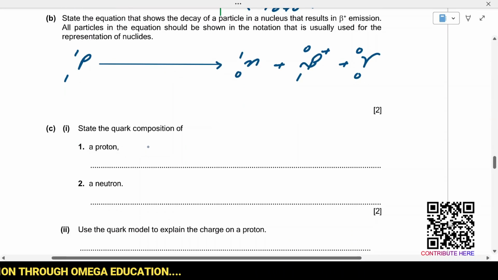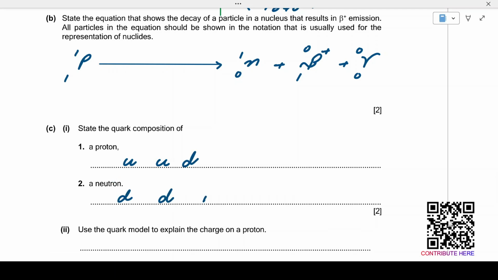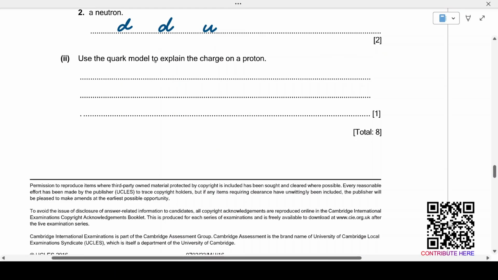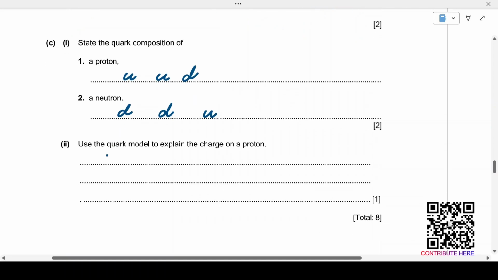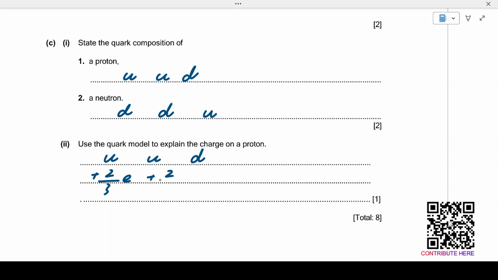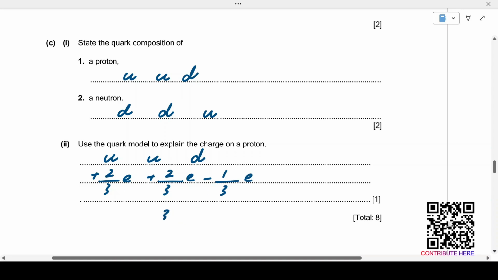State the quark composition of proton. Up, up, down. Neutron, down, down, up. Use a quark model to explain the charge on the proton. The quarks containing the proton are up, up and down. Charge on up is 2 by 3e. Charge on the second up is also 2 by 3e. Charge on the down quark is minus 1 over 3e. If you add all of them, that becomes 3 by 3e with the positive sign, which is equivalent to 1e. So that is the charge on the proton.